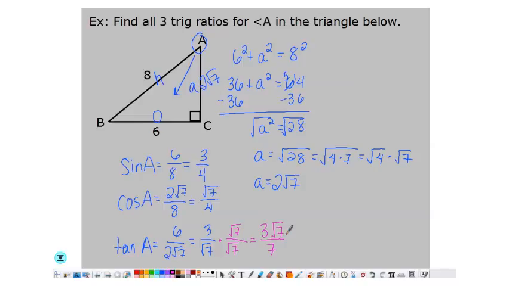So there you go. There was a little fast review for you on sine, cosine, and tangent. So stuff that you should have covered in Algebra 2 and geometry.